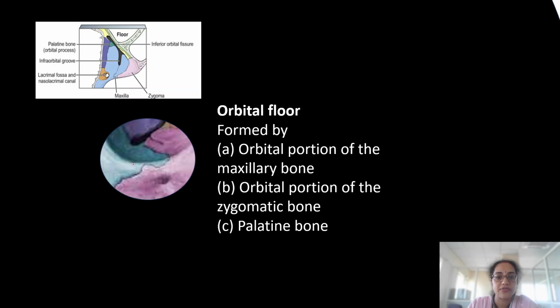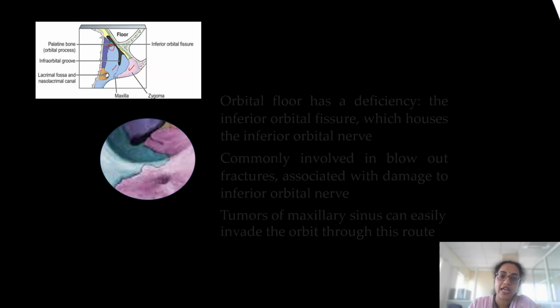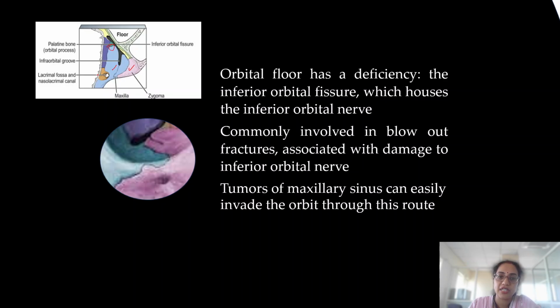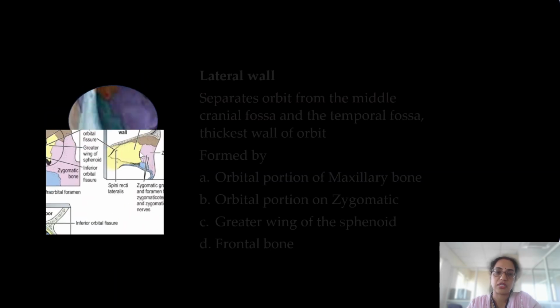The orbital floor is formed by the orbital portion of the maxillary bone and the zygomatic bone. This is the maxillary bone and this is the zygomatic bone, and posteriorly by the palatine bone. So orbital floor has a deficiency called the inferior orbital fissure, which houses the infraorbital nerve. So presence of this fissure up to posterior half of the orbital floor makes it a little weak and vulnerable to damage during fractures. So this is another common site of blowout fractures. Tumors of maxillary sinus can easily invade the orbit through this deficiency.